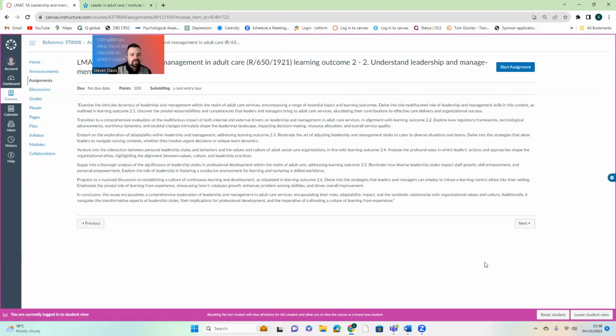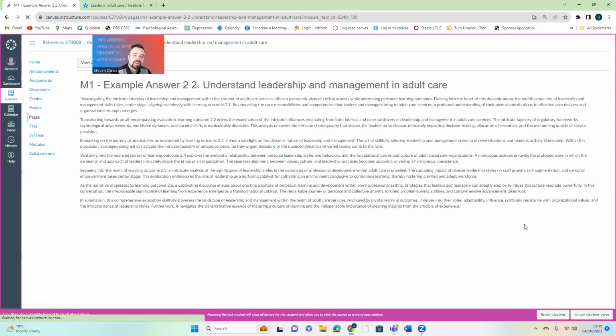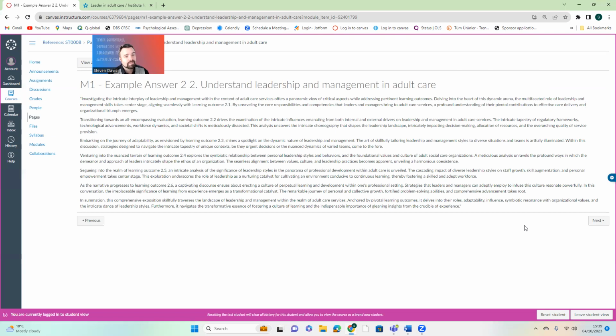So now, very much like you've just done before, you're going to start your assignment. You're going to examine the dynamics of leadership and management in the realms of adult social care. You'll encompass a range of essential topics, and delve into the multifaceted roles of leadership and management as outlined in 2.1 down to 2.6. In conclusion, this essay needs to encompass a comprehensive exploration of leadership and management in adult care, looking at your roles, adaptability, impact, relationships, and organizational change and cultures. Again, I've given you an example of what that looks like. So we're not going for war and peace.